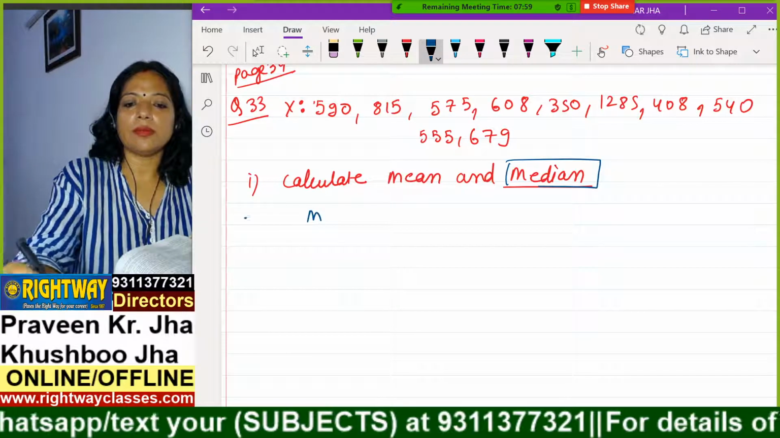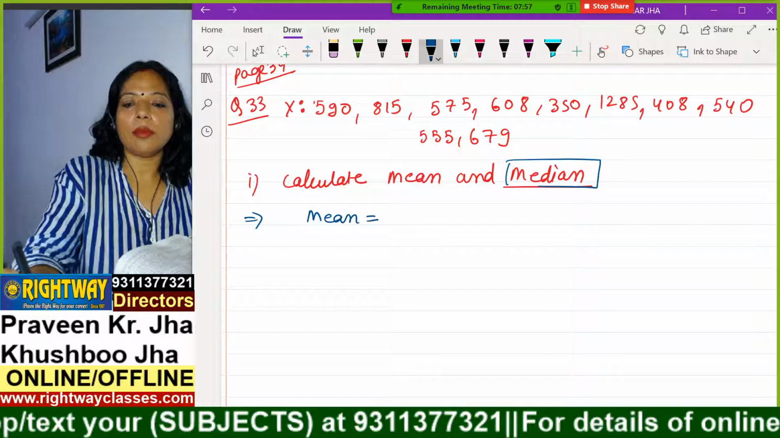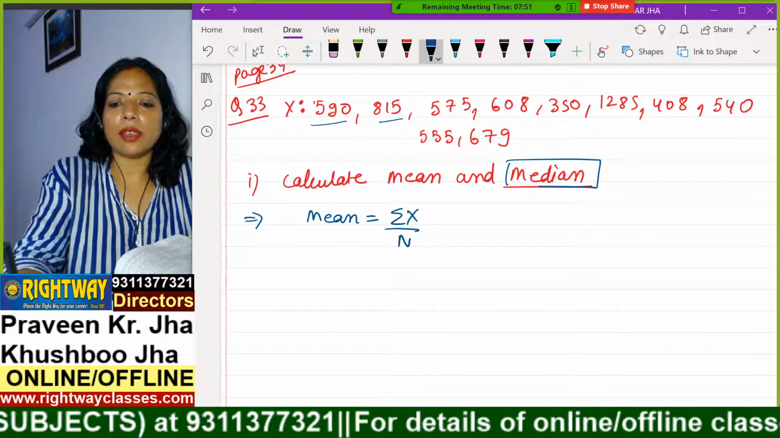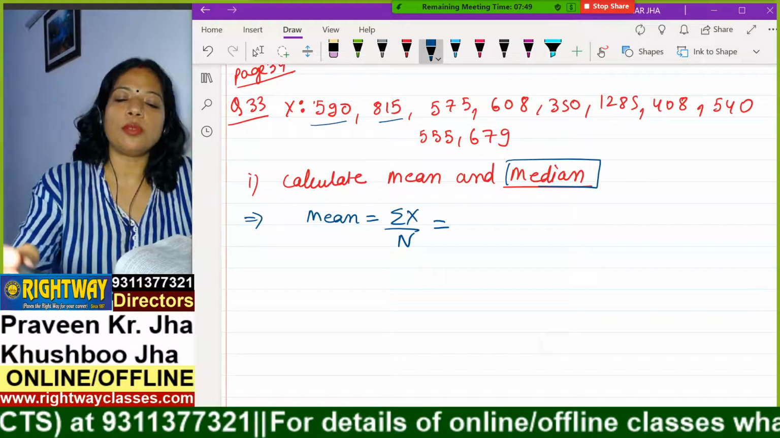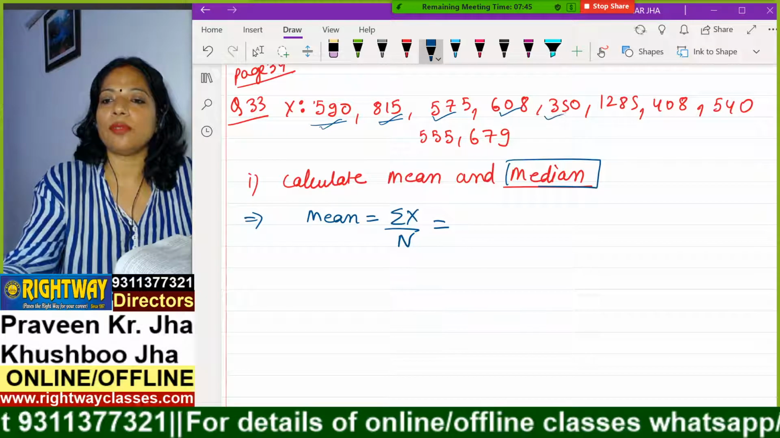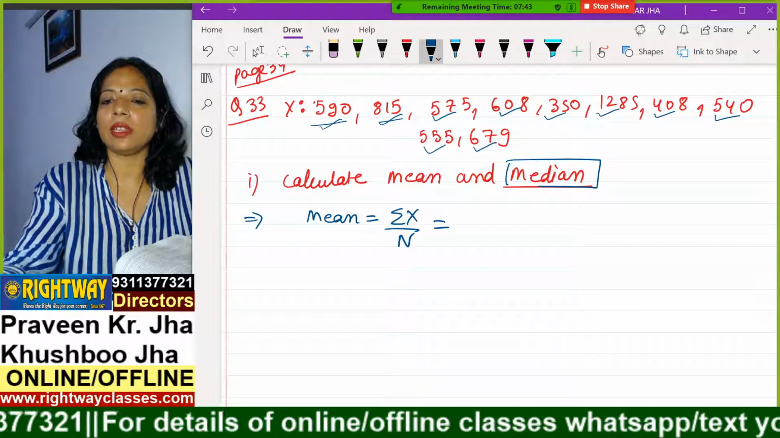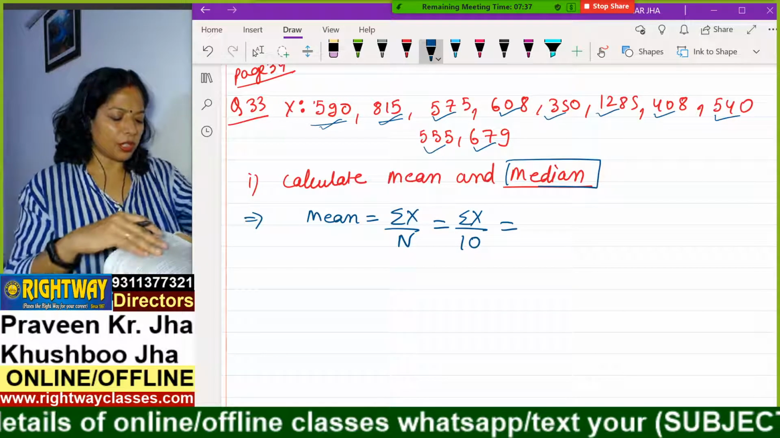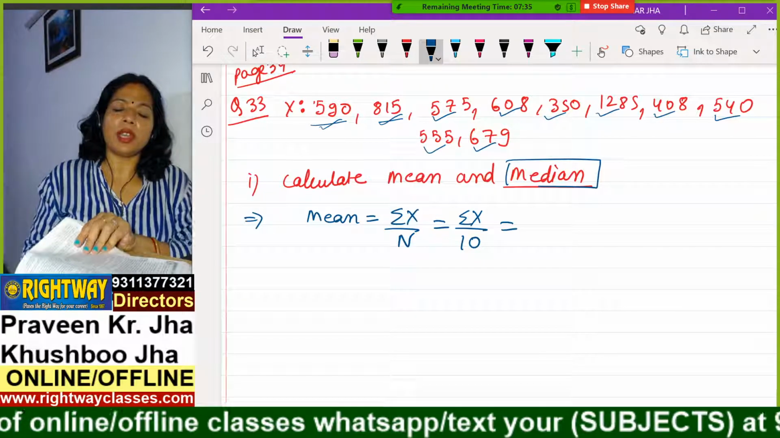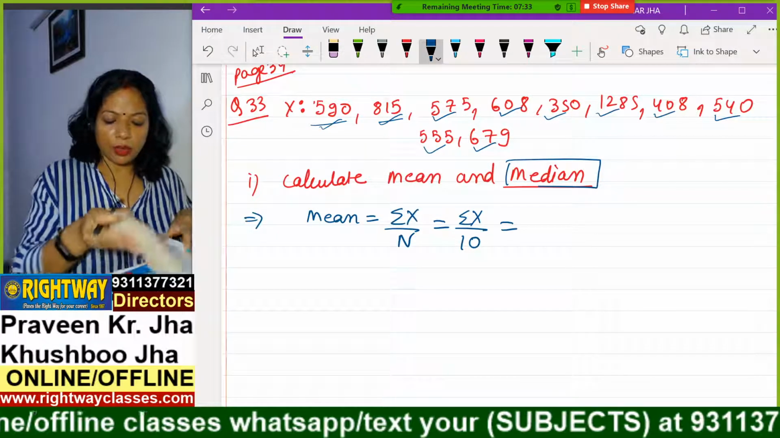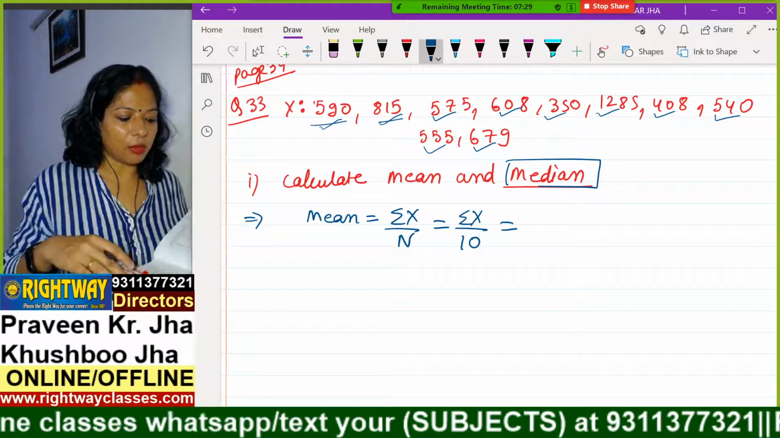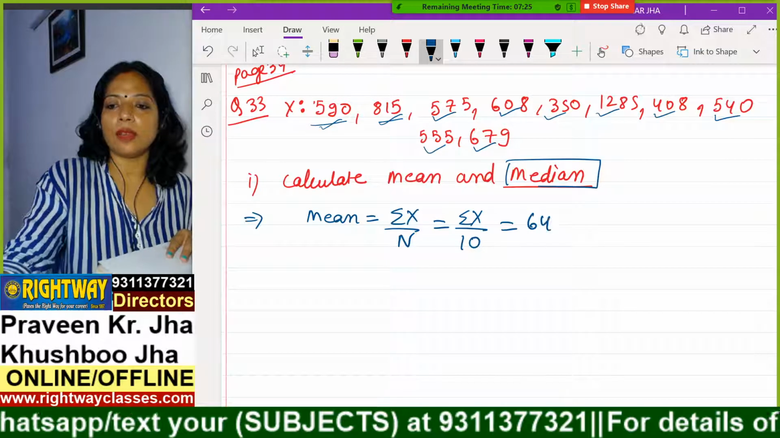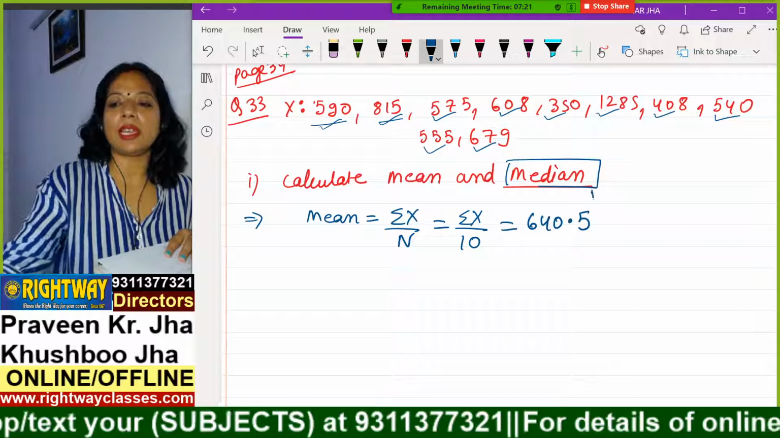What is mean? Can you tell me what will be mean? Mean will be simply adding all the values and dividing by n. So adding all the values, and how much is n? 1, 2, 3, 4, 5, 6, 7, 8, 9, 10. So summation of x upon 10. So we can do it. Summation is not a big deal if a calculator is allowed in our paper, and that's always allowed. So we can find it out. So I am just taking the help of the calculator: 640.5. 640.5, and median later on.